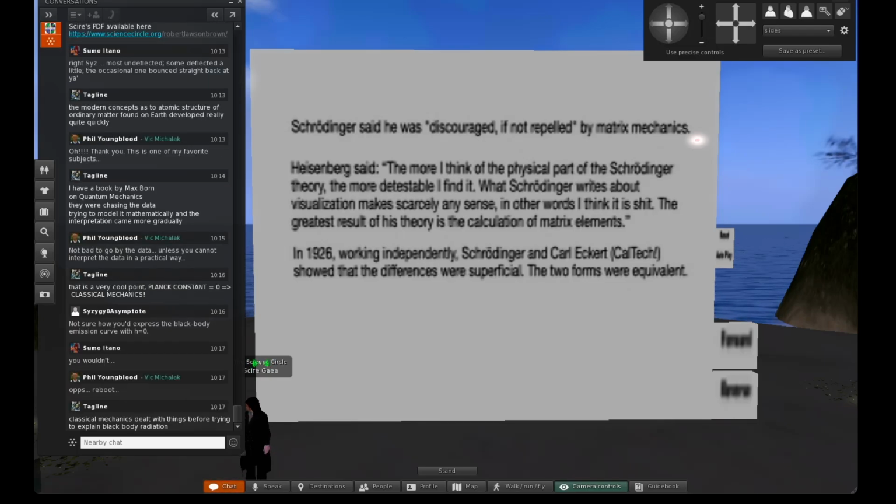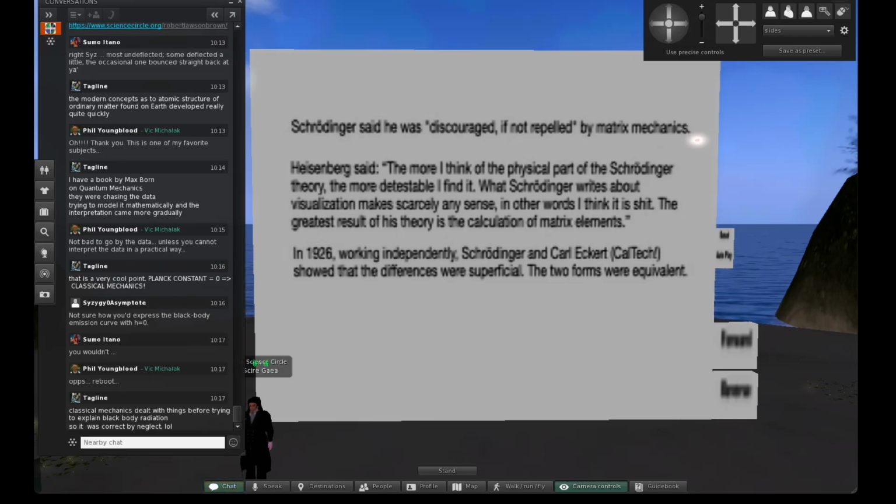However, in 1926, and working independently, it should be remarked, Schrodinger and Karl Eckart of Caltech showed these differences were superficial. So Schrodinger himself showed that his equation was equivalent to matrix mechanics and vice versa. And we also had the same result from Eckart at Caltech. And it's interesting that it was Caltech, because up to now you would have the impression that the entire development of physics was taking place over in Europe, but at least there was a guy at Caltech working on it too.